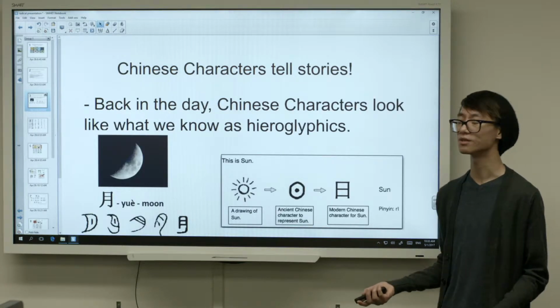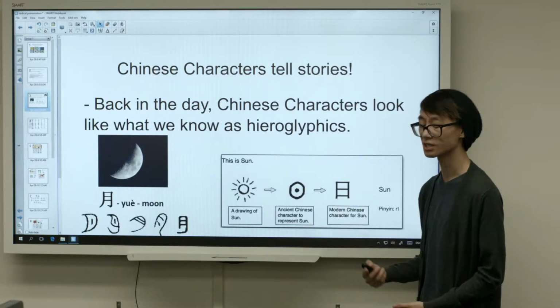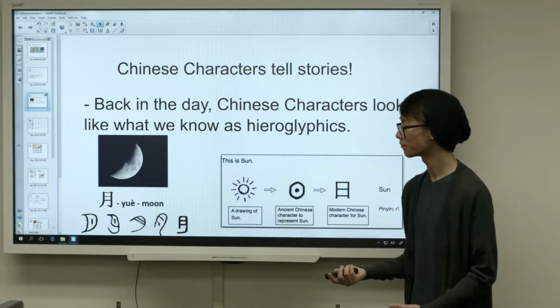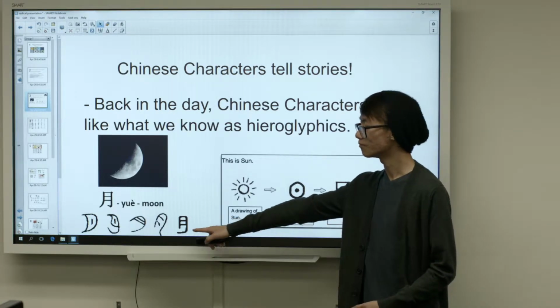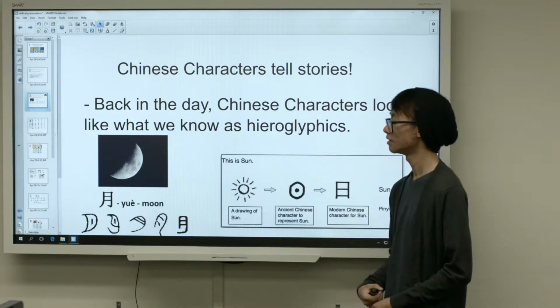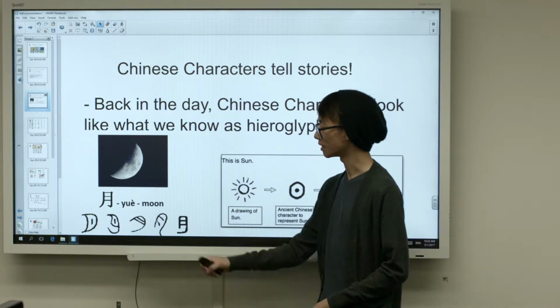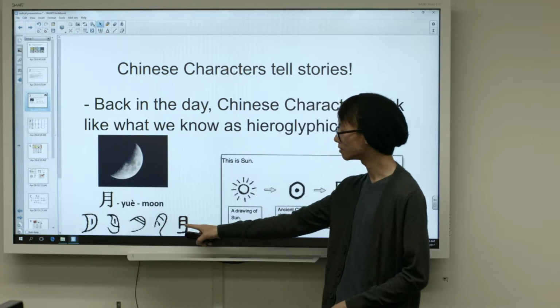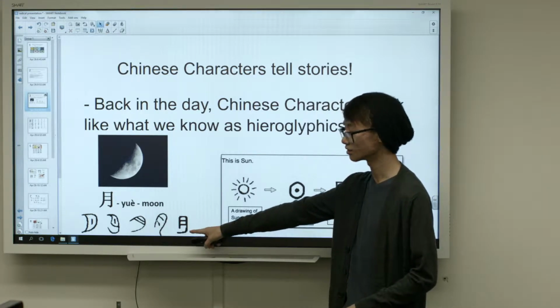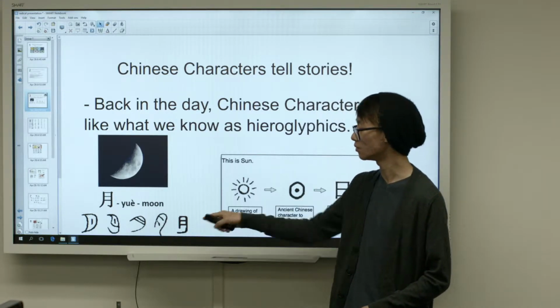Chinese characters tell stories. Back in the day, Chinese characters looked like what we know today as hieroglyphics. Take a look at these examples. Yue, which means moon. Look at the first picture. It looks like a crescent moon. Now, as it evolved, it was refined and straightened out to look like the character we know today as Yue, moon.